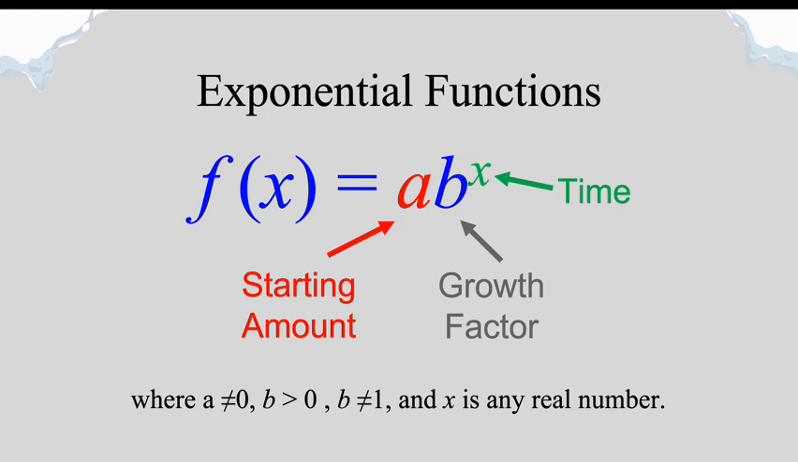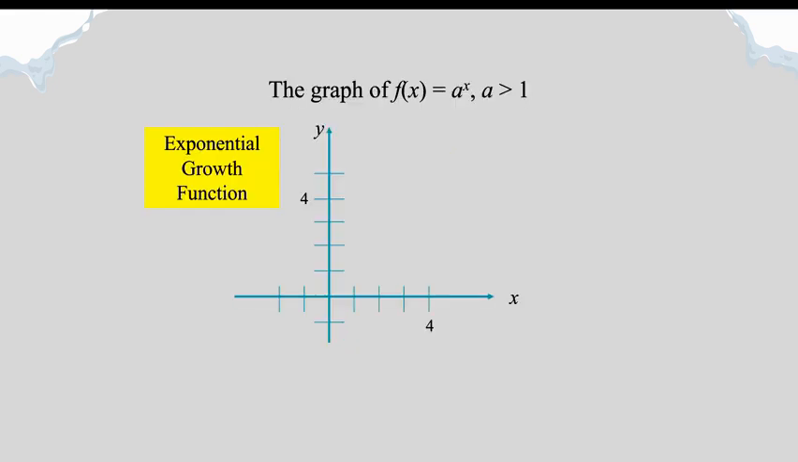And just like I said before, there are some stipulations to this. a cannot equal 0. b has to be greater than 0. b cannot equal 1. Doesn't mean it has to be greater than 1. It just can't equal 1. And then x has to be any real number.